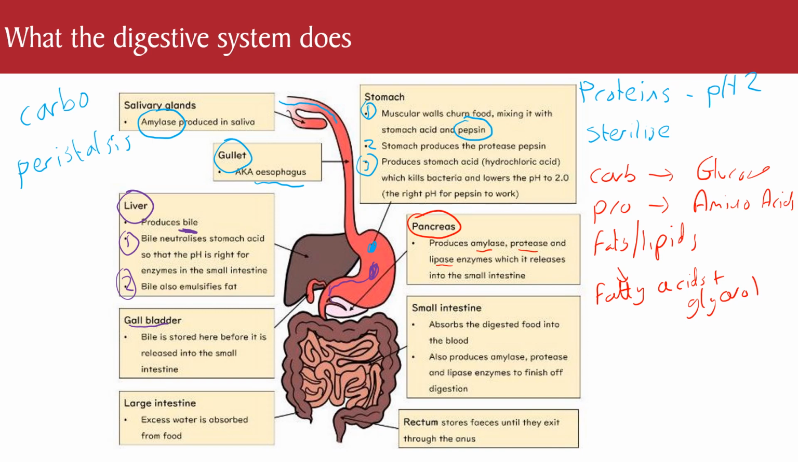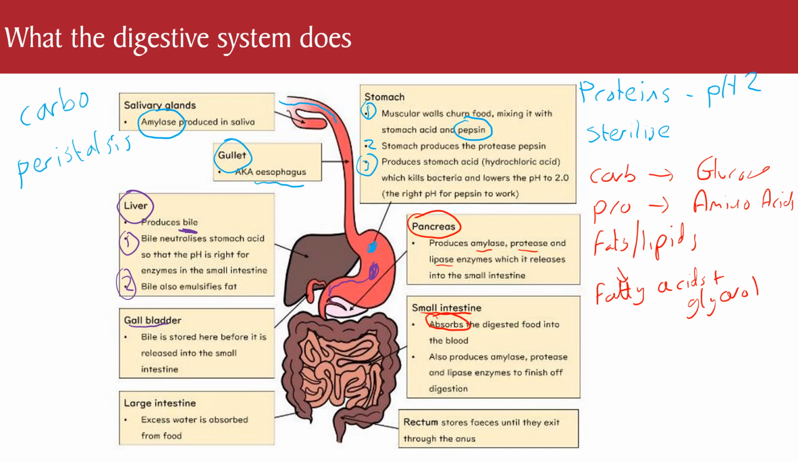Then, once we've gone past those, and again I'll reiterate the fact that food doesn't actually pass through those three, the liver, the gallbladder and the pancreas, all they do is add things into it. Then we get to the small intestine. The whole point of the small intestine is to absorb everything that has been digested into the blood.